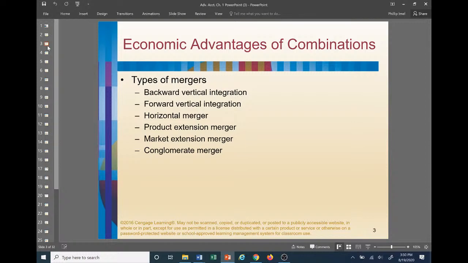Product extension merger is a merger where the acquiring company is expanding its product offerings in the marketplace in which it already sells products and services. The market extension merger increases the geographic market coverage of the same products or services already offered by the acquiring company. The conglomerate merger is an acquisition of a firm in an unrelated line of business. So pretty much the acquiring firm has a portfolio of investments. They're just looking to get into different lines and different industries.